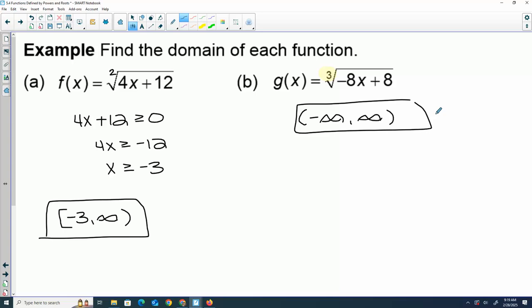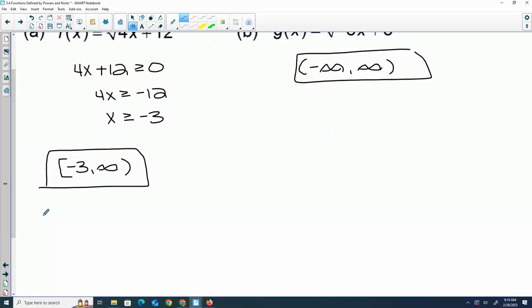Any questions about those? Let's do, I'm going to throw another one up here. What if I said the square root of 36 minus x squared? What would we do there?